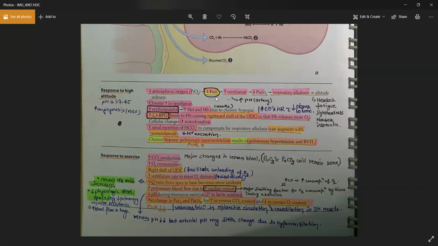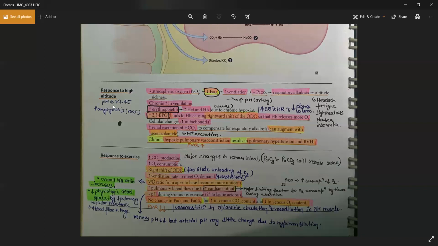Now, because of this low oxygen, more blood flow will be there. If more blood flow, more pressure means more filtration. I will get an edema in the brain, right? Yes, cerebral edema. So again, another complication, patient can have a cerebral edema also. So these are the 2-3 complications patient can have because of high altitude sickness or this high altitude.